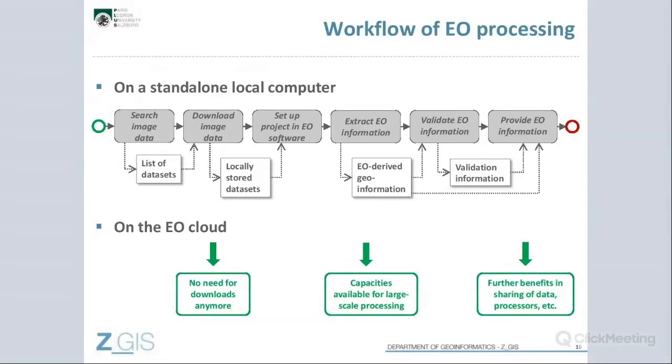So on an EO cloud, you don't need to do the download anymore. Yes, you search, but your search list goes directly into the software that you have there. And so you can set it up without having to download the data and manage data. And then on the EO cloud, you can use all these capacities, like Marcin illustrated at the beginning. You have large processing capacities available, and of course, storage space and memory for doing all these processes.